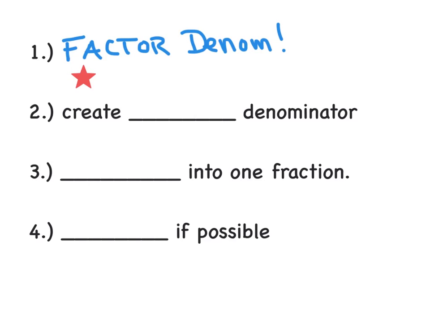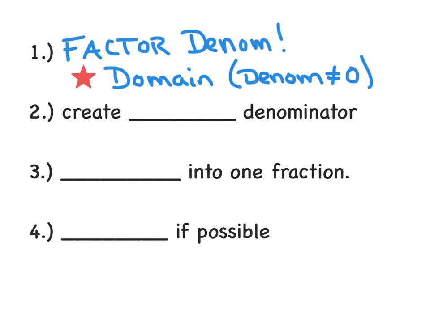Then beneath that, we make a note on the domain. We remind ourselves that the denominator is not allowed to equal 0. We haven't done that yet, but we're going to try to do that in the next example. Then from there, we create that common denominator we now have a vision for. We combine the two fractions into one fraction. And here's the key: I don't want to worry about step 4 until after I've done step 3.